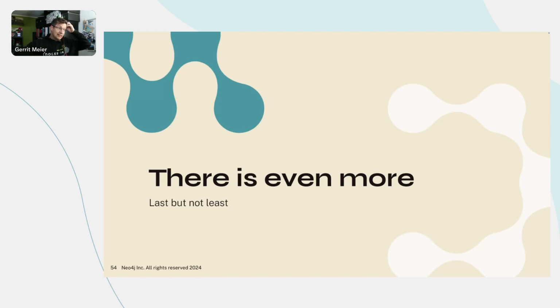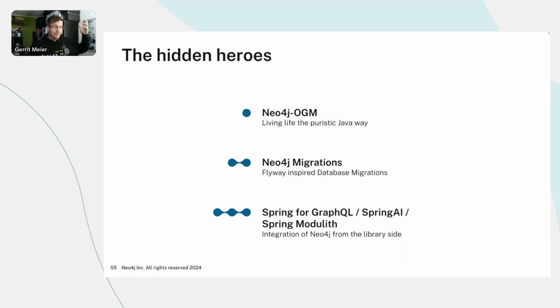And before we come to the end, there's more. We have OGM, as I mentioned earlier. So even though the prominent example for object mapping in this talk was Spring Data Neo4j, and we have a lot of integrations with the Spring frameworks and libraries, we still maintain Neo4j OGM. So if you have a Java-only application, for example, or you don't want to have Spring Data, you can still get object mapping via Neo4j OGM.